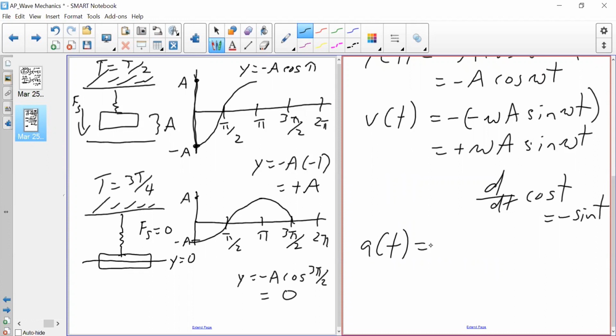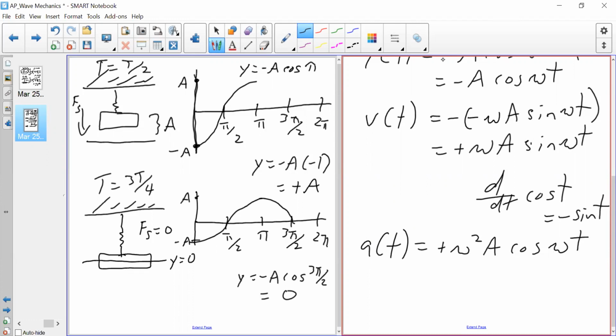And then acceleration: take another derivative of sine, which is cosine, and take out another omega. The derivative of sine is positive cosine, so we just get plus another omega. Omega times omega, omega squared, a cosine omega t. Those would be your expressions for velocity and acceleration.